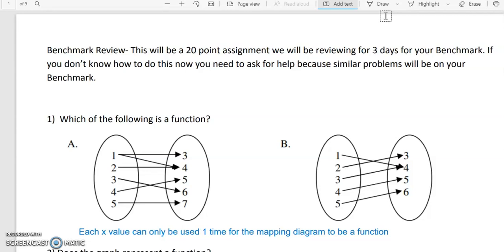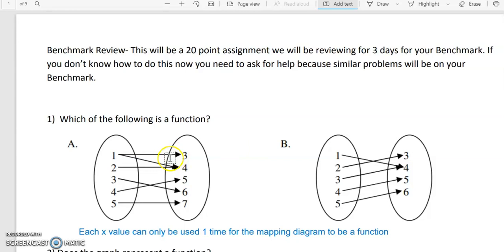We're going to go ahead and look at example 1. So number 1 will be very similar to the question on your benchmark. It says, which of the following is a function? So I have two mapping diagrams, and you may want to write this down on your study guide. For a mapping diagram to represent a function, each x value can only be used one time.